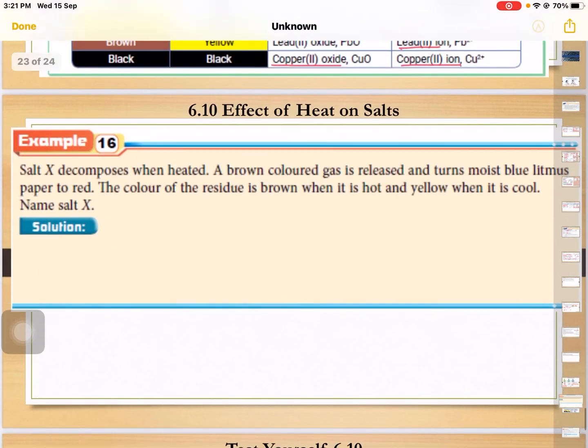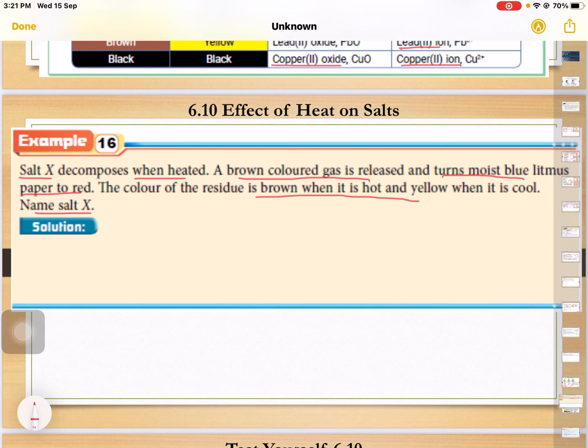Okey, so kita tengok satu soalan dekat sini. Soalan terakhir. Salt X decompose when heated. A brown colored gas is released and turns the moist blue litmus paper to red. The color of the residue is brown when hot, yellow when cold. Name salt X. So ada banyak maklumat yang kita boleh dapat dekat sini.